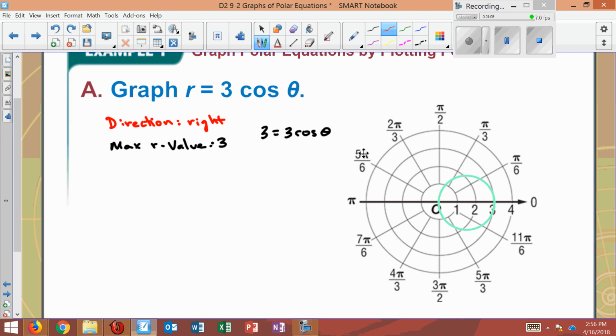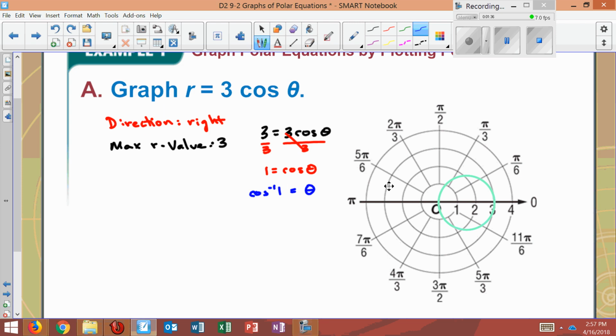And to solve for theta, I would divide by 3. And now I have that 1 equals cosine theta. And the only way to break up a cosine from its theta to get it by itself is to take the inverse. So that means that cosine inverse of 1 equals theta. So basically you're asking yourself, where on the unit circle does cosine equal 1?